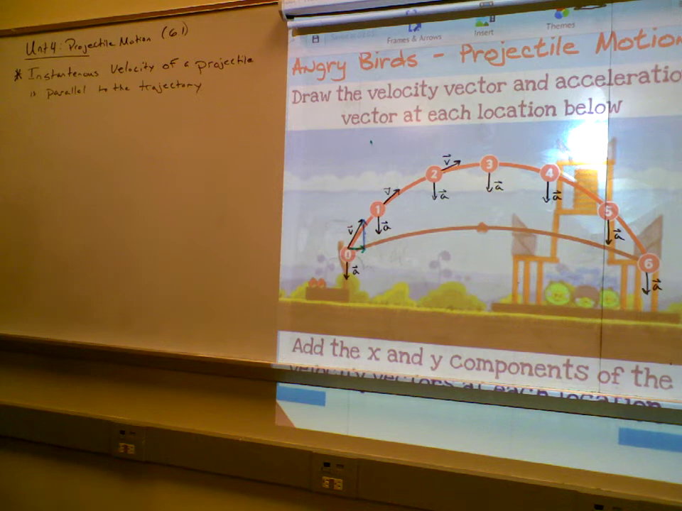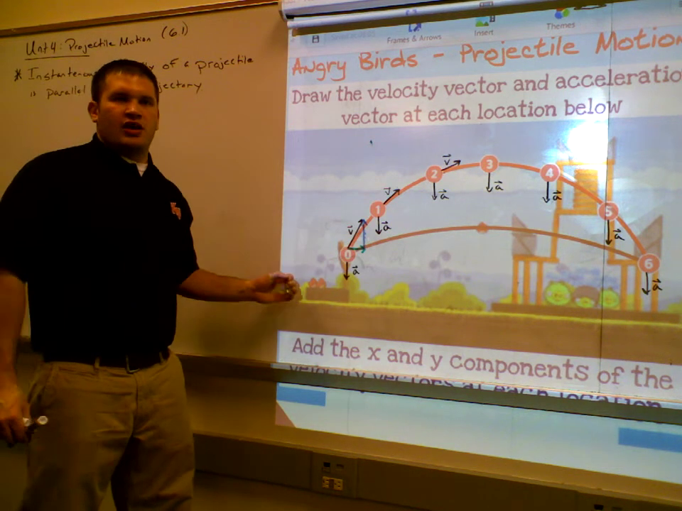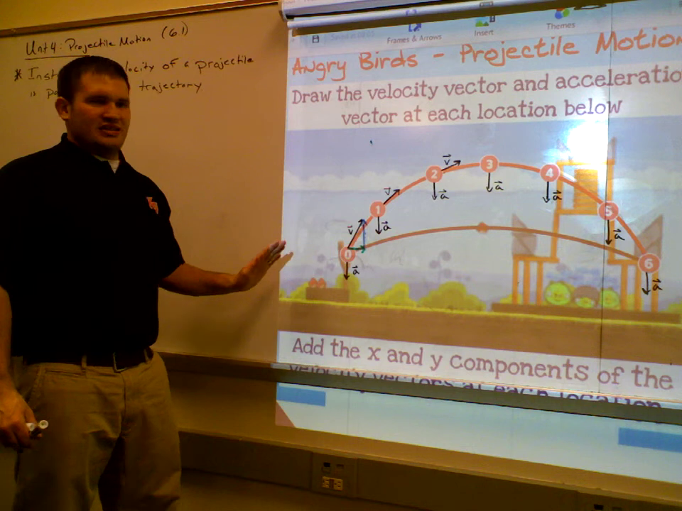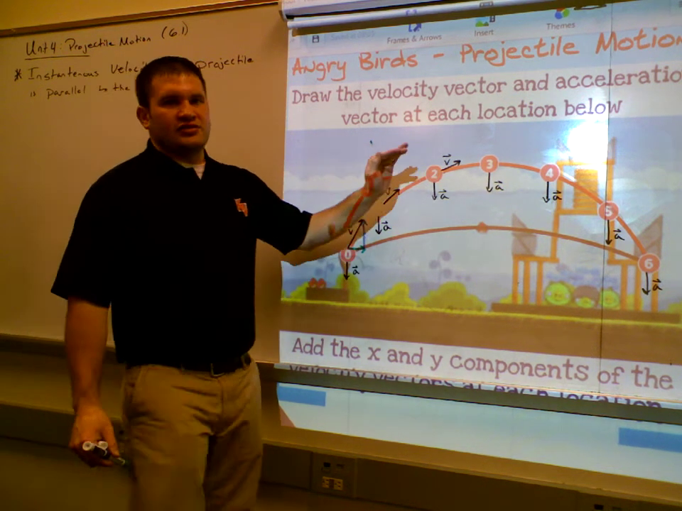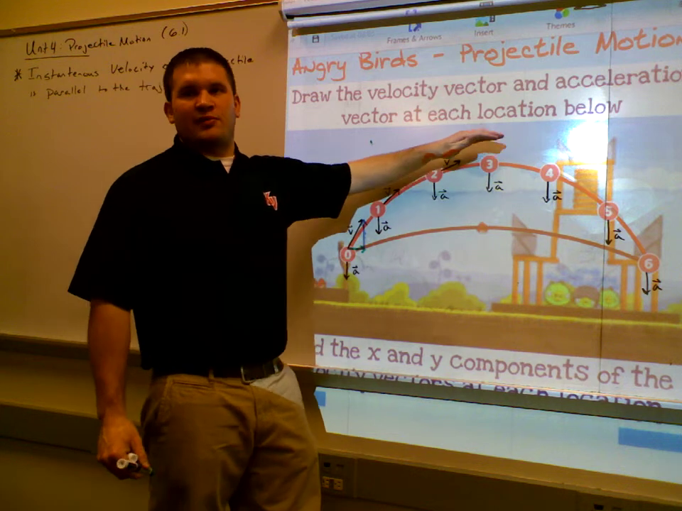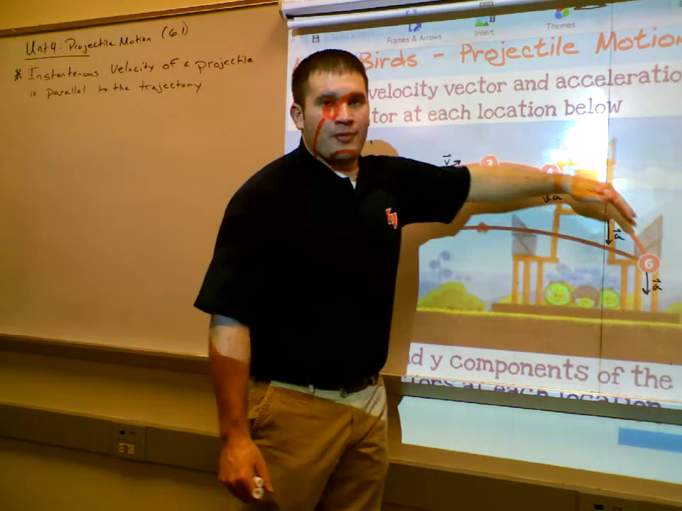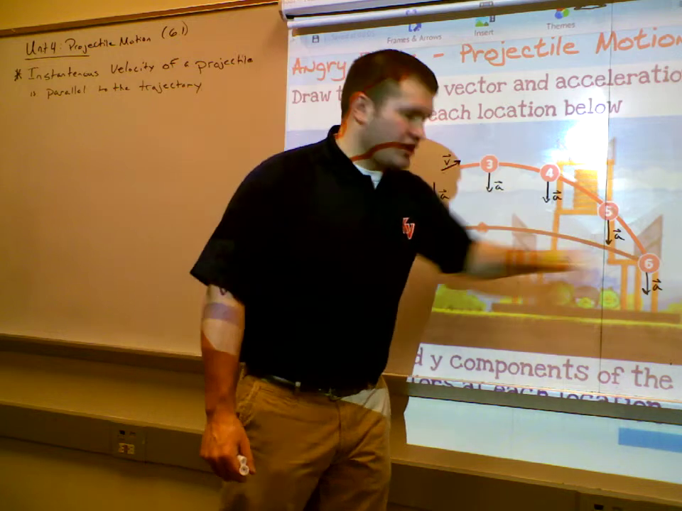You could also use your knowledge of Angry Birds for this one too. Okay? When you're launching the Angry Bird, it seems to come out with a really big initial velocity, right? That initial velocity slows down until we get to the highest point, and then what does it do? It goes down, but it starts to increase, right?